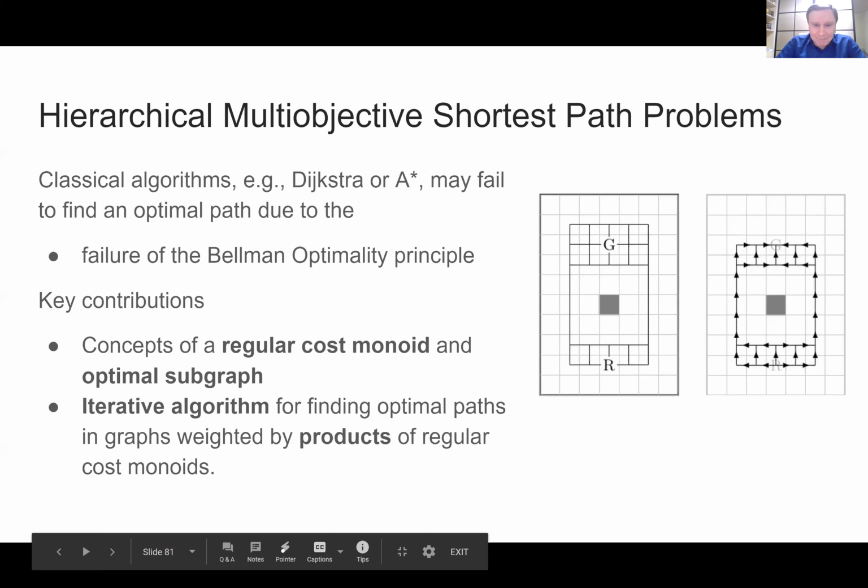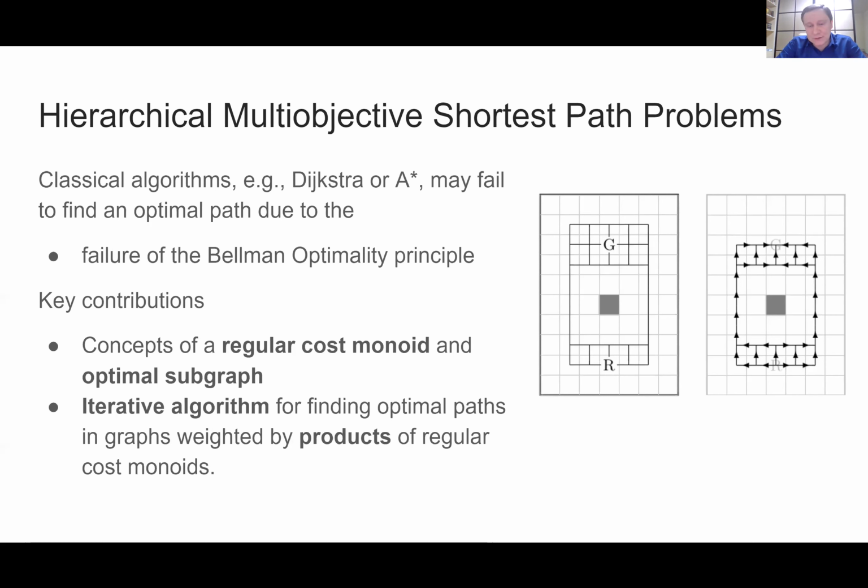So you can consult our work to learn more about how failure of Bellman optimality principle affects single wavefront propagating algorithms, and how cost structures can be abstracted, and how the iterative algorithm I mentioned works. Thank you.